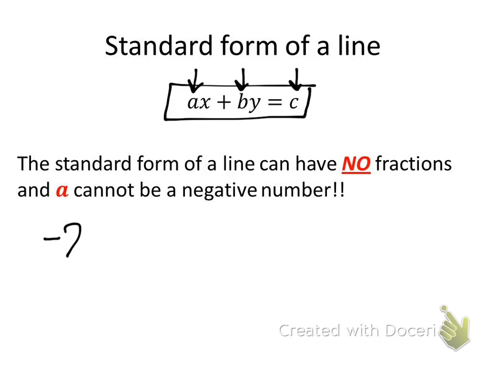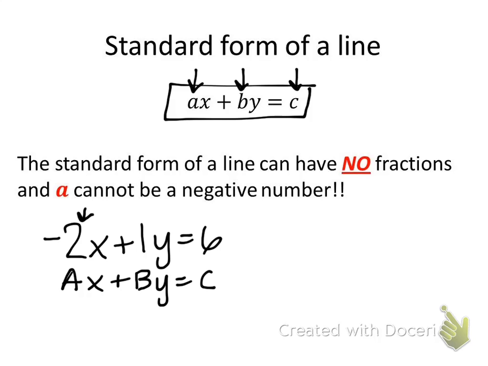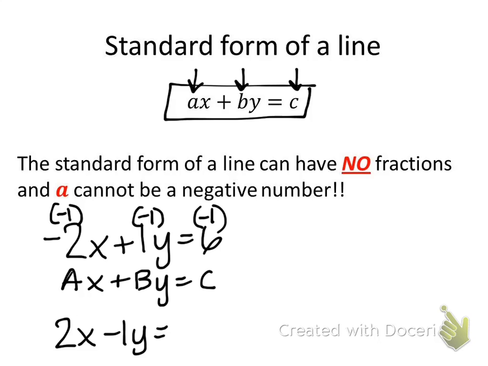So if I had an equation like this, it is not in standard form, because a, the number right here in front of x, this is ax plus by equals c, is negative. So I could not have this. All I would have to do is ask, what do I need to multiply by negative 2 to make it positive? Negative 1. However, whatever you do to one thing, you have to do to everything in an equation. So I would change my answer to 2x minus 1y equals negative 6.